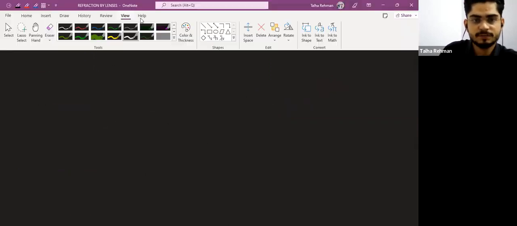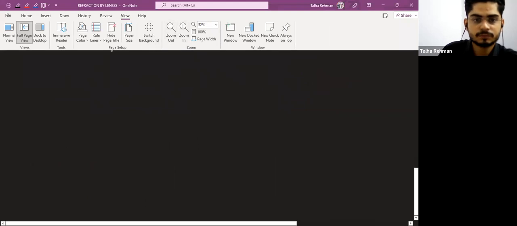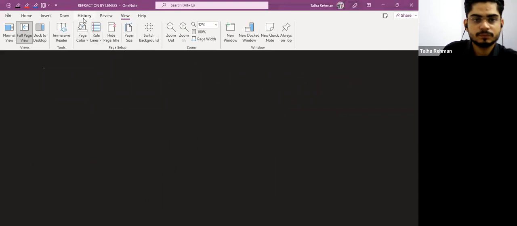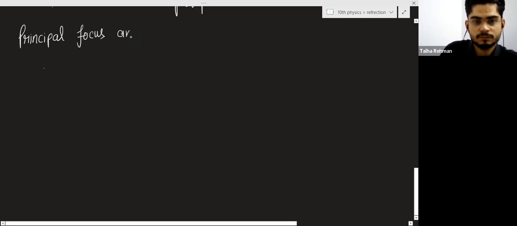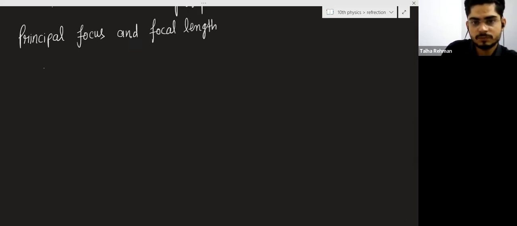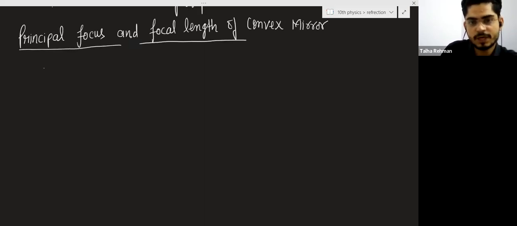So next heading is, just now copy with me. Write with me. Principal focus and focal length of convex mirror. Principal focus and focal length of convex mirror.